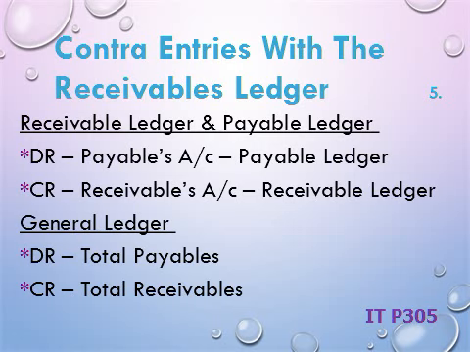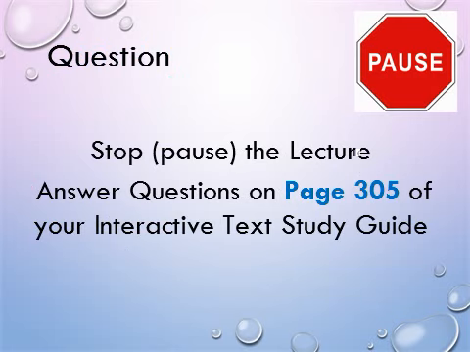In the receivable ledger and payable ledger, the double entries would be: debit, the payables account in the payable ledger; credit, the receivables account in the receivable ledger. In the general ledger, the entry would be: debit, total payables; credit, total receivables. Stop the lecture. Answer the questions on page 305 of your interactive text study guide.